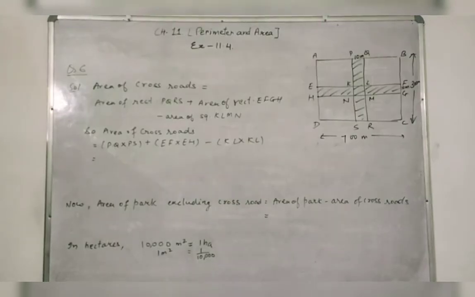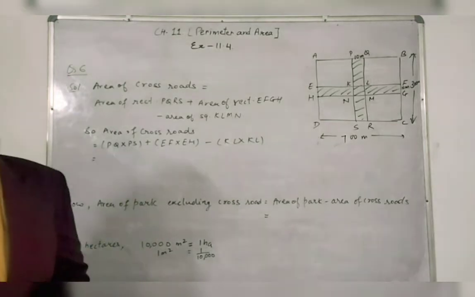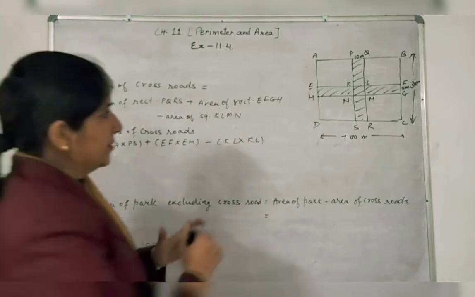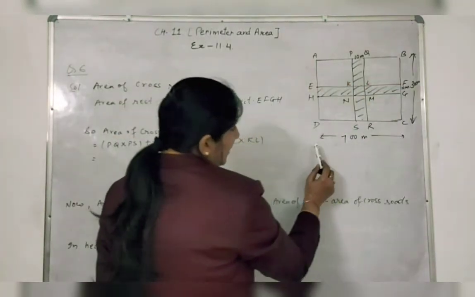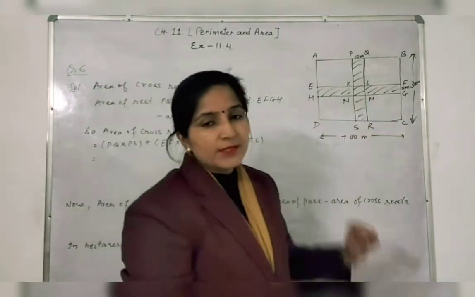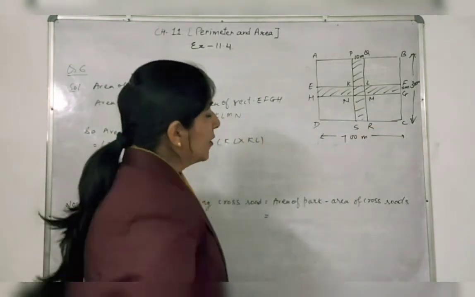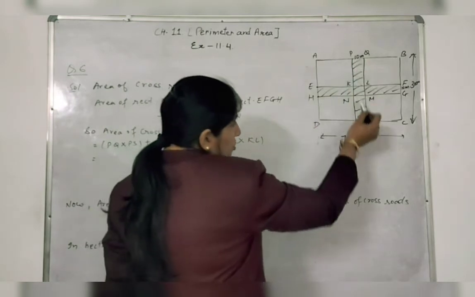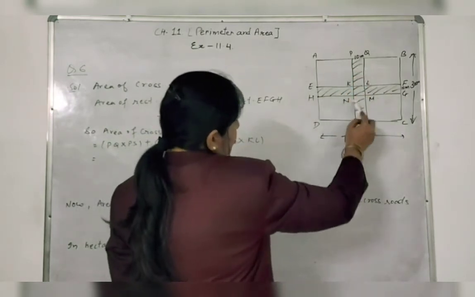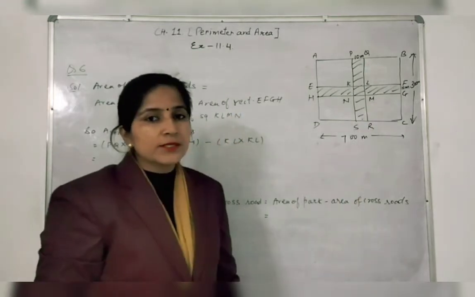Now let us start question number 6, students. In this question, there is a rectangular path given to us like this. The length of the rectangular path given to us is 700 meters. Breadth is 300 meters. Now in this path, 2 crossroads are being made with a width of 10 meters. Both the crossroads have a width of 10 meters.